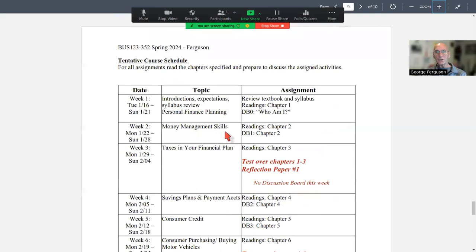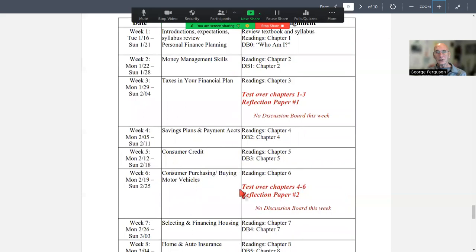So you can see the tentative course schedule. You can see by week the things that are going to be due. So you can look over that. So those are some of the key points.